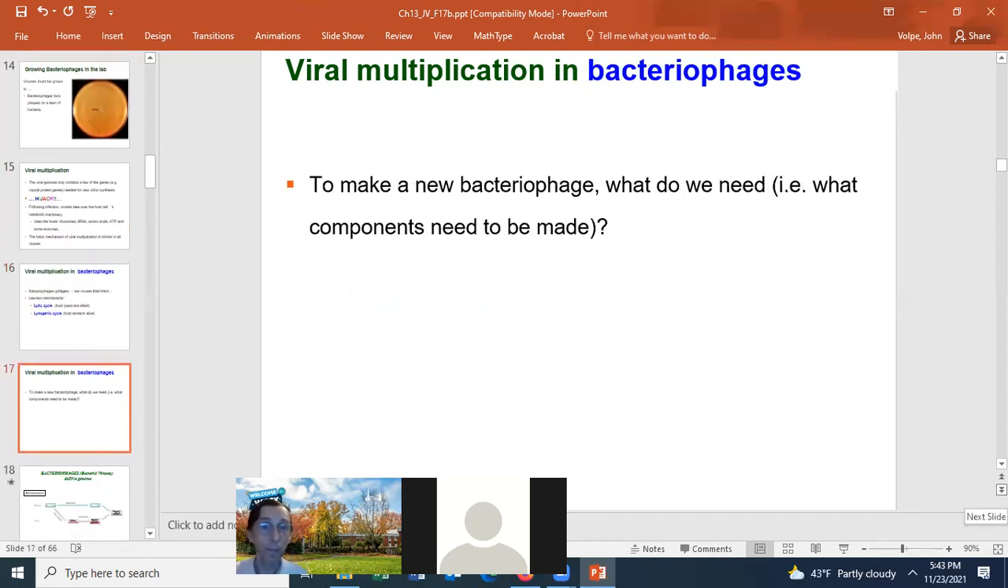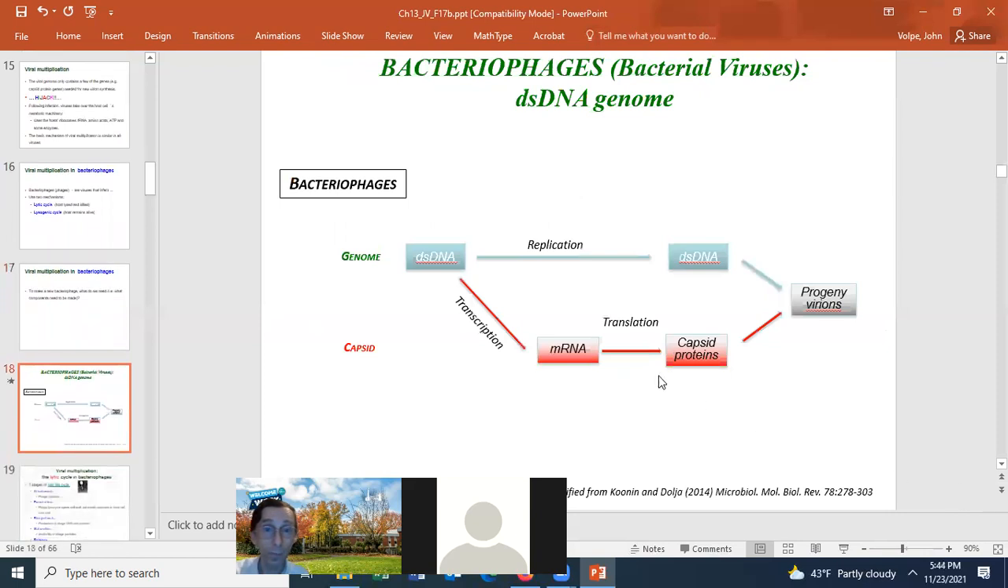To make new bacteriophages, we need a couple of things for the virus. What components need to be made? Well, if we have a double-stranded DNA virus, that double-stranded DNA has to be replicated. Then we need to transcribe the viral DNA to get viral messenger RNA. That viral messenger RNA has to be translated into the capsid proteins. Then the capsid proteins need to get together with the viral replicated DNA to make the new progeny virions.